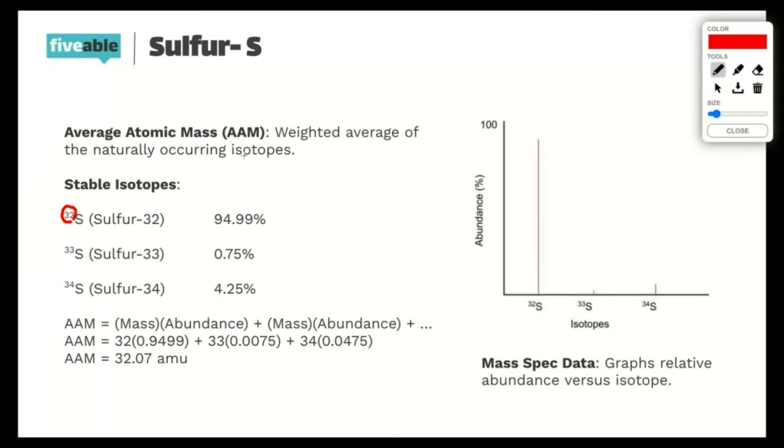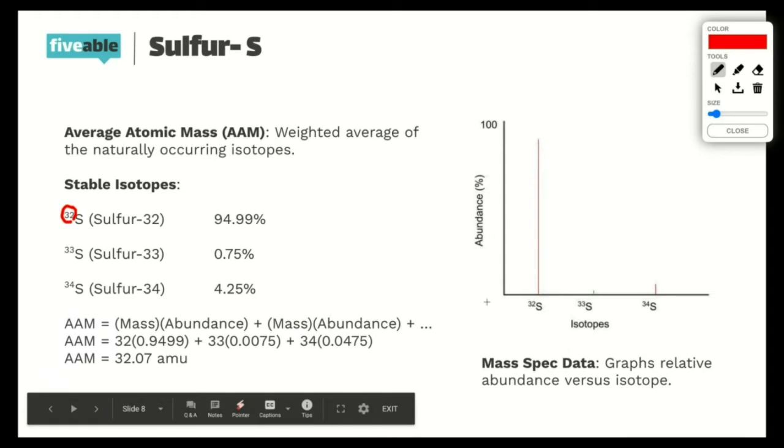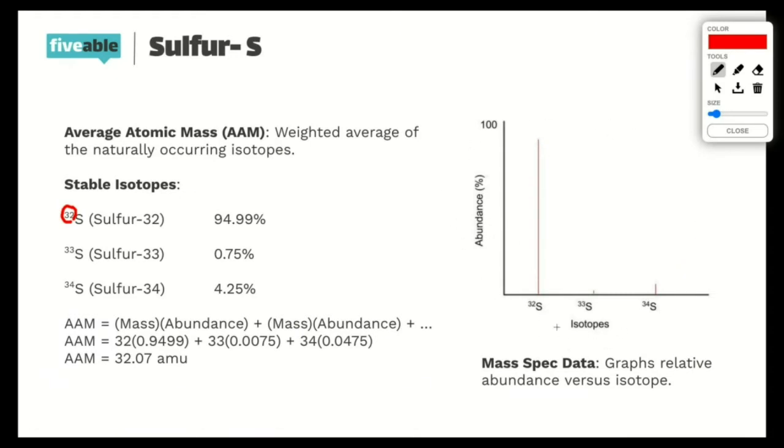What they'll probably end up asking you is some sort of question where they'll give you the mass spec data here, which is basically a mass spectrometer that looks at every naturally occurring isotope for an element and measures the abundance of that isotope versus the mass of that isotope. So for sulfur, there were only 3 existing isotopes, so we plot those 3 on the x-axis here.